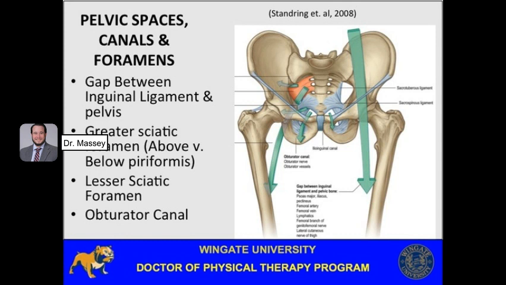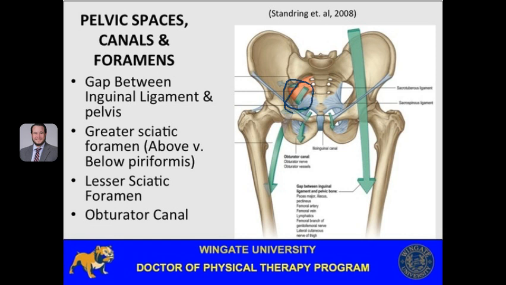So we've got different spaces, canals, foramens formed by different parts of the pelvis and the femur, formed by interaction between different ligamentous structures and osseous structures. Quickly, this is a space that we'll talk about more in depth coming up soon. The gap between the inguinal ligament and the pelvic bone here, we're going to have vascular structures, the femoral nerve, different muscular structures, different lymphatics that we'll talk about.